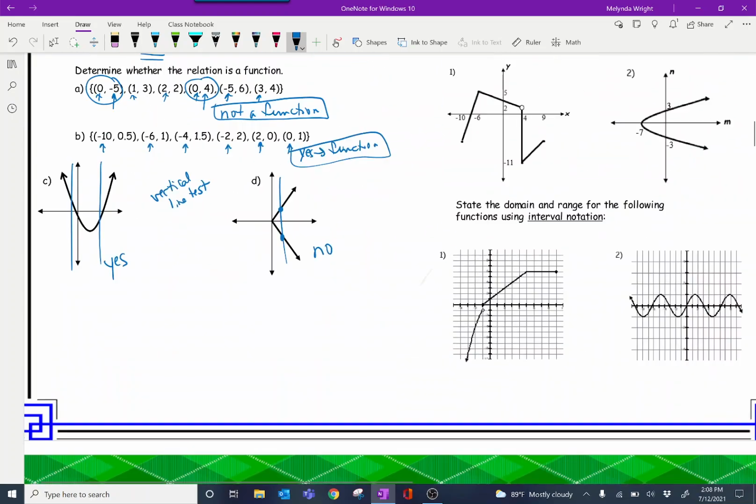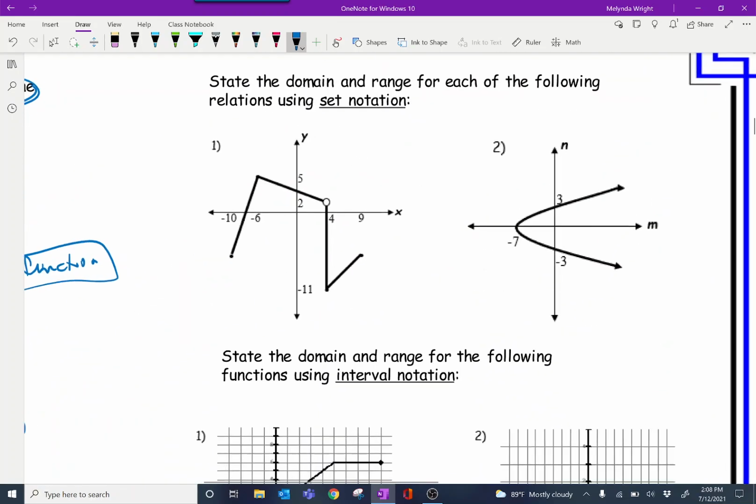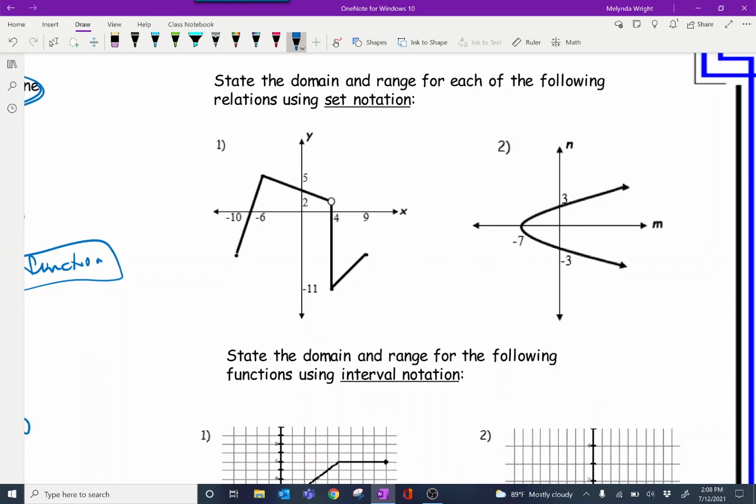Okay, let's continue that thought over here. We've talked about function notation. We've talked about what's a function, what's not. Now let's focus on domain and range, and writing domain and range in two different ways. We're going to use set notation, and then we're going to use interval notation. So let's work on set notation first.